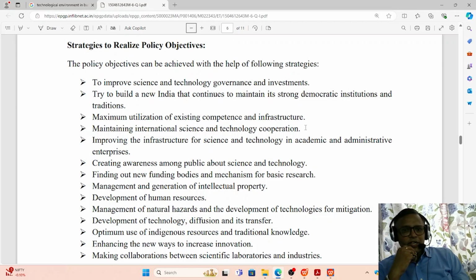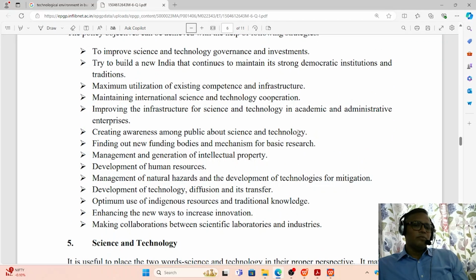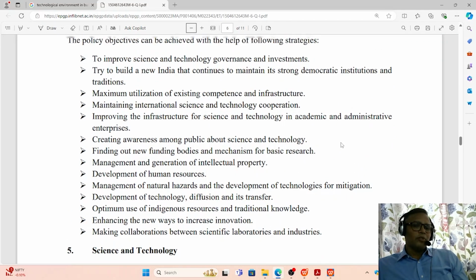Next is creating the awareness among the people about science and technology, finding out funding bodies and mechanisms for basic research. Next is about the management and generation of the intellectual properties. Further is development of the human resources. Further is the management of the natural hazards and the development of the technologies for the mitigation. Further, the development of technology diffusion and its transfer. Further, optimum use of indigenous resources and the traditional knowledge. Next is enhancing the new ways to increase the motivation, and last is making collaboration between the scientific laboratories.